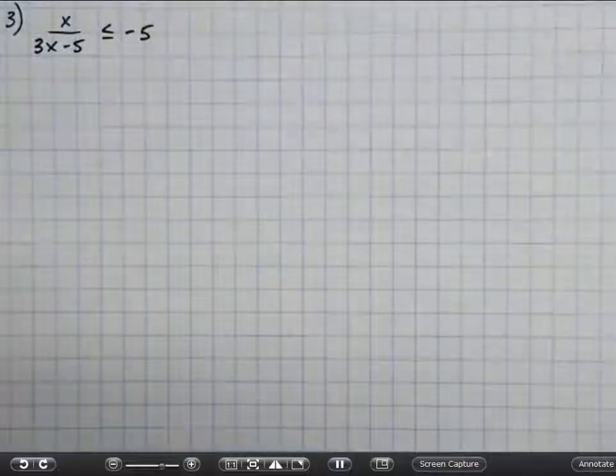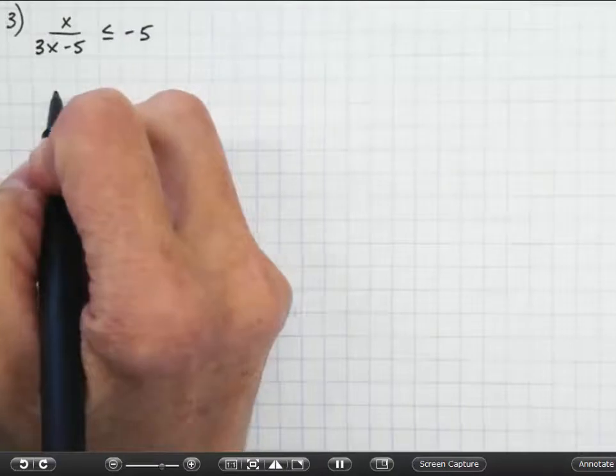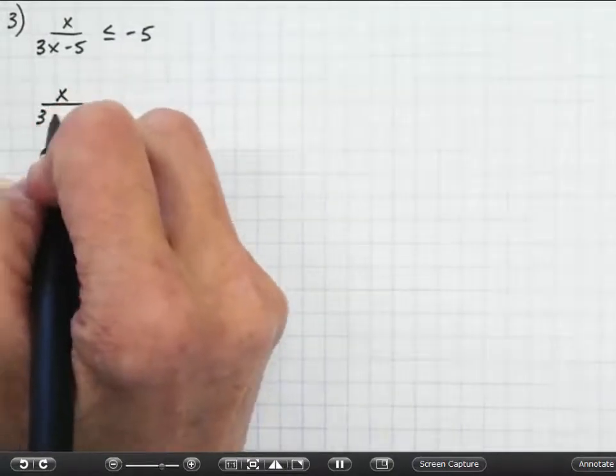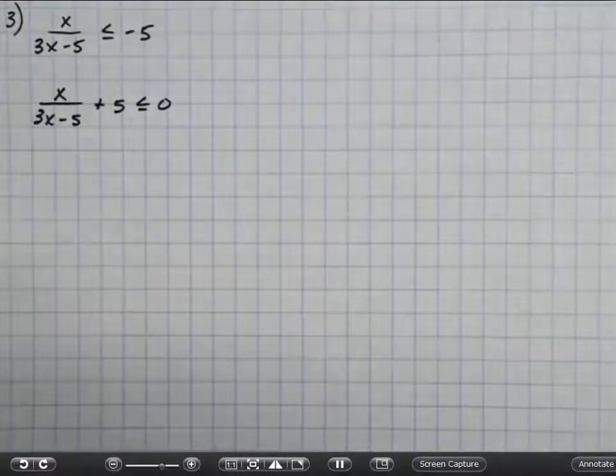How do we need to add 5 to both sides? Right, we need to get 0 on one side, everything else on the other. So I'm going to have x over 3x minus 5, and I'm going to add 5. Next we need to find a common denominator. What's our common denominator going to be?